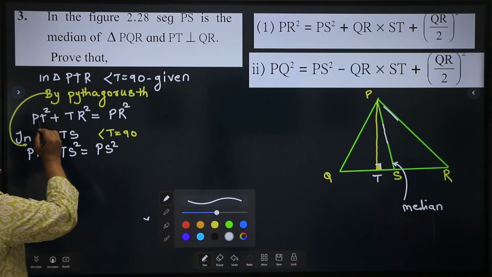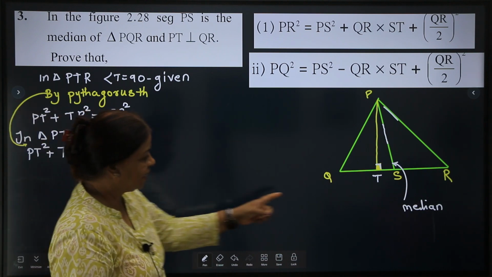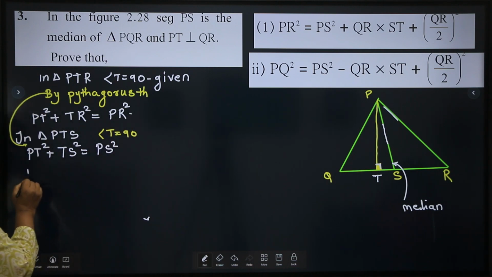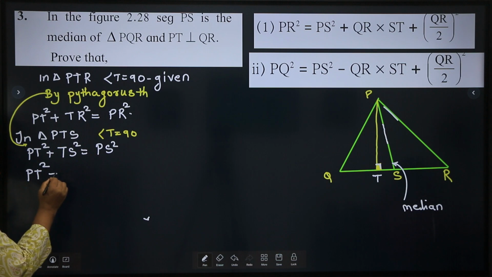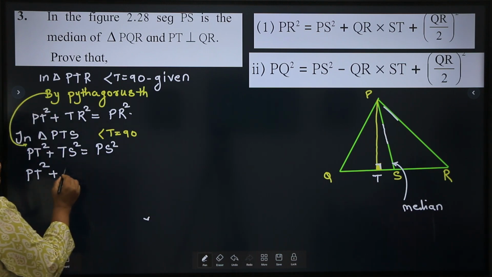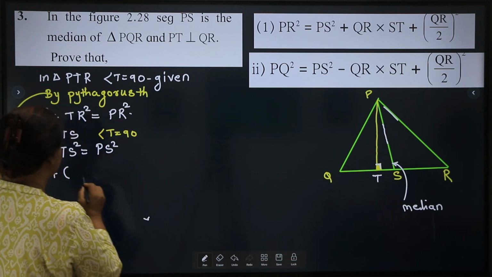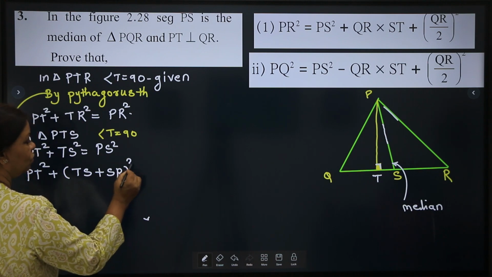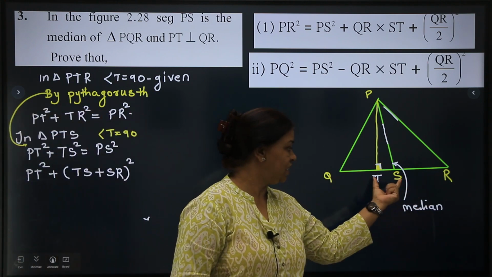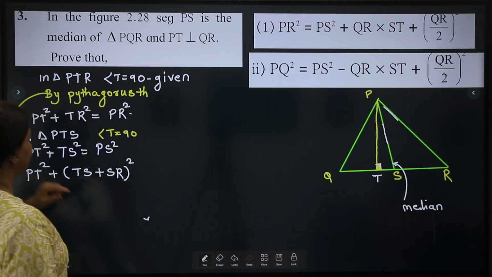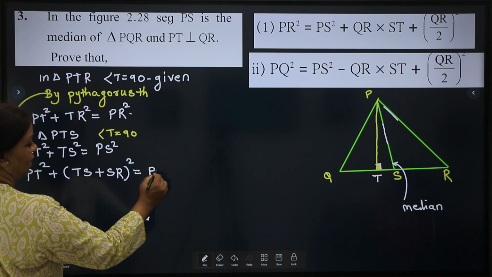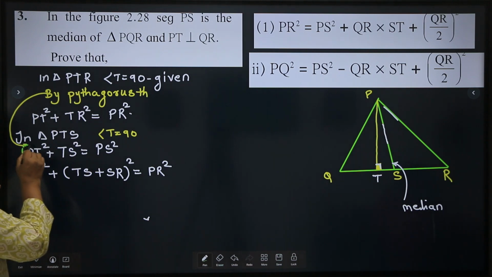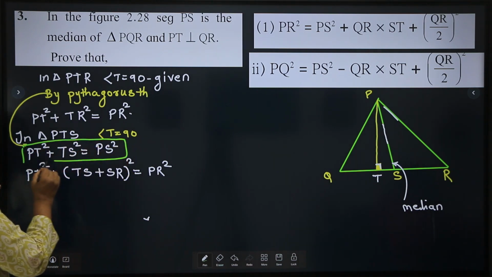Now what will I get in this? TR square. Let us see TR. What is TR? In the same equation, in equation 1, I will be writing PT square plus TR. TR is equal to what? TS plus SR. TS plus SR, the whole square. See, TR is equal to TS plus SR. So TS plus SR the whole square is equal to PR square. Keep this as it is. We will be making use of it further.